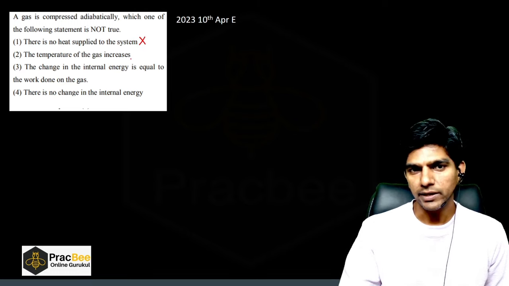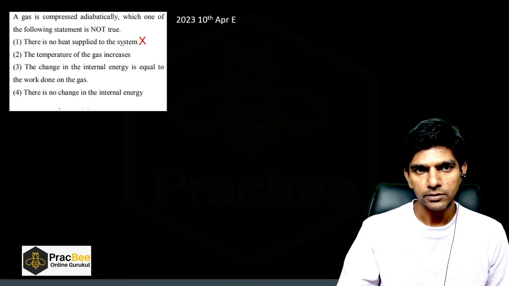The temperature of the gas increases. Now let us understand this. The relation between the volume and the temperature is TV raised to the power gamma minus 1 is constant.